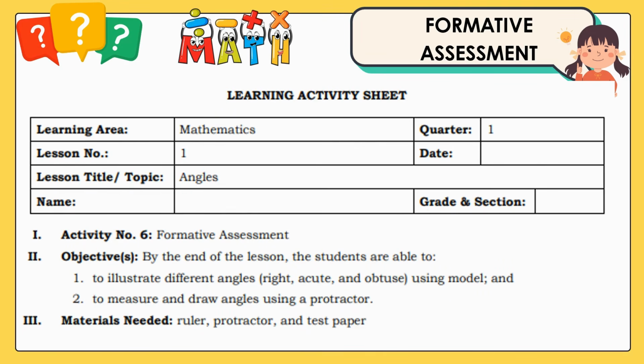Learning activity sheet number 6. Here is our formative assessment. Objectives: by the end of the lesson, the students are able to: first, illustrate different angles, right, acute, and obtuse using a model. And second, measure and draw angles using a protractor. And the materials needed are the following: ruler, protractor, and test paper.